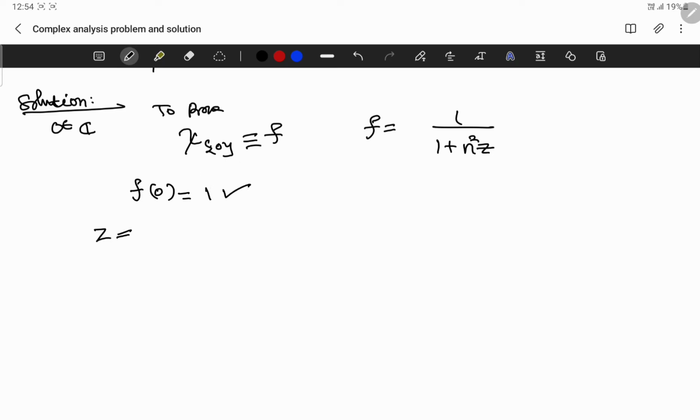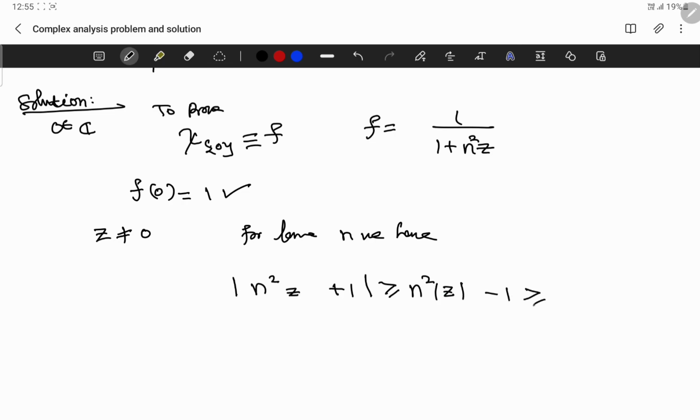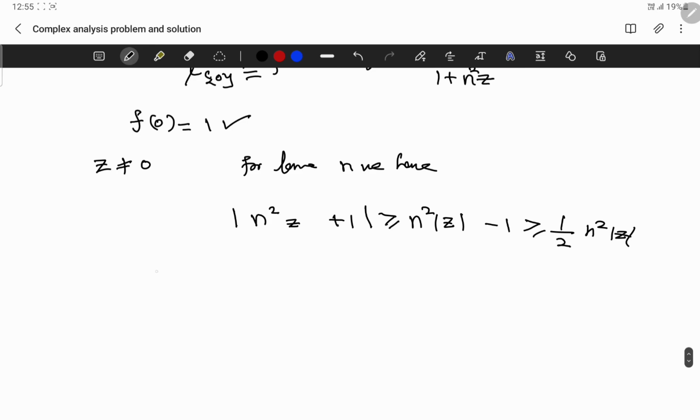Now if z is not equal to 0, then for large enough n we have the following inequality: the modulus of n square z minus 1 is greater than or equal to one half of the modulus of n square z. When you reciprocate, since z is not equal to 0, the modulus is not 0, we get the modulus of 1 divided by n square z plus 1 is less than or equal to 2 divided by n square mod z.